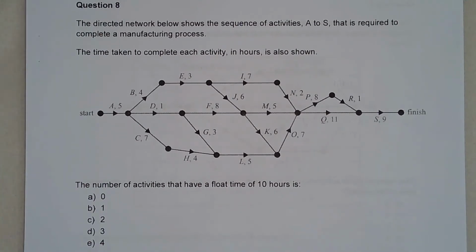The non-critical activities, that's when we need to then work out the float times and then obviously determine which of the activities have a float time of 10 hours. Okay, so let's do the forward scan first.